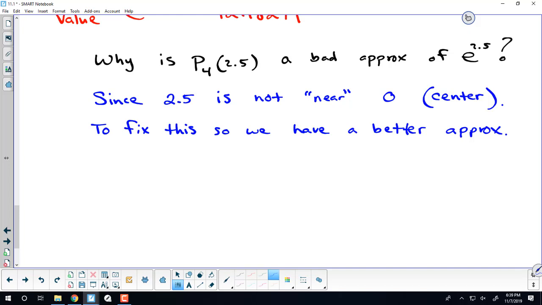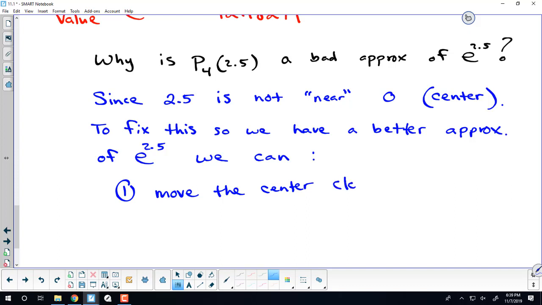So to fix this, we have a better approximation of e to the 2.5. We can actually do two things. One is to move the center closer to 2.5. It doesn't have to be right at 2.5.